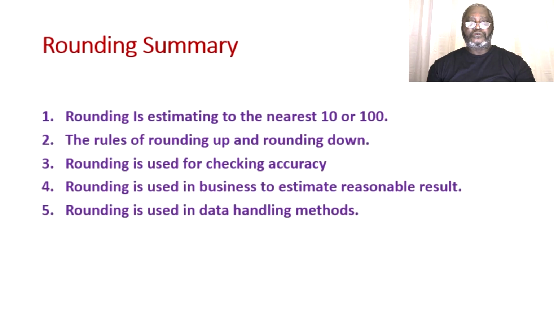So let's summarize what we've learned from this very short but important topic of rounding. Rounding is estimating to the nearest 10 or 100. The rules of rounding up and rounding down are important. Rounding is used for checking accuracy. Rounding is used in business to estimate reasonable results. The word reasonable is a very important word, and as we progress in our learning, you'll be using that word time and time again.